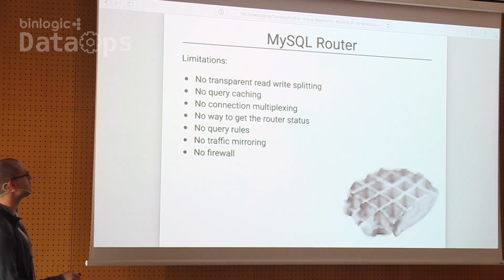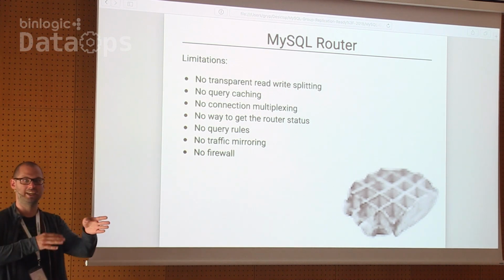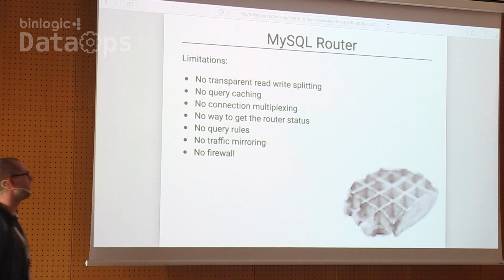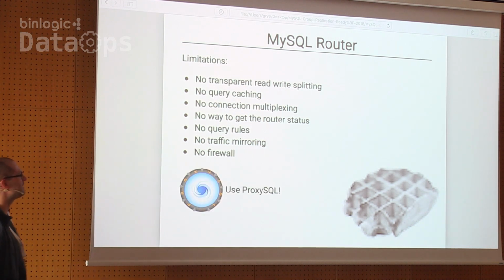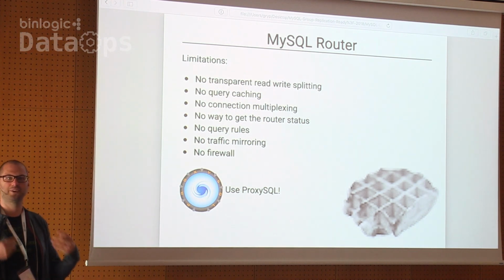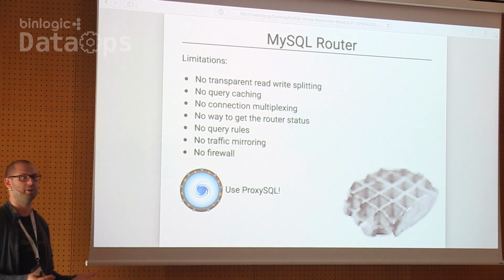There's no read-write splitting. There's no query caching, no connection multiplexing. There's no way to get the status. You cannot set the rules and say, send that there, send that there. There's no traffic mirroring, no firewall capabilities. These are all the features that ProxySQL has. So I recommend that if you want to evaluate group replication, use ProxySQL, which is open source.